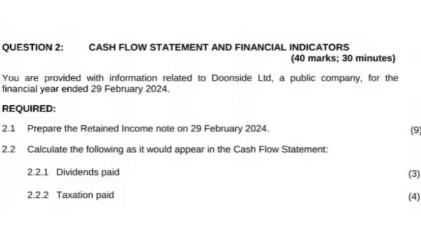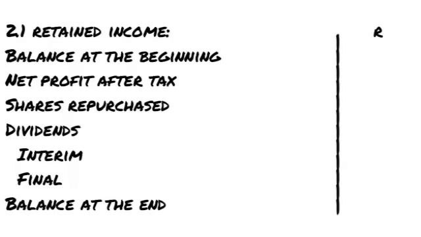So the first thing that we must do for a retained income note, we are going to look at its framework. What can you expect in the framework of a retained income note? The first line item is the balance at the beginning of the year. Usually that's last year's balance. And then the net profit after tax, and then the shares repurchased, and then dividends. In dividends you are basically adding interim and final, and then lastly the last line item will be the balance at the end. So this would be the retained income at the end of this year.